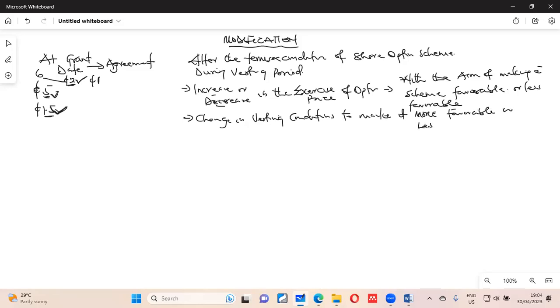Or less favorable. So initially it was 3 years. You want to change the service condition to 4 years. I mean, I've been there for 3 years, so why do you need to change it? But it's a modification.